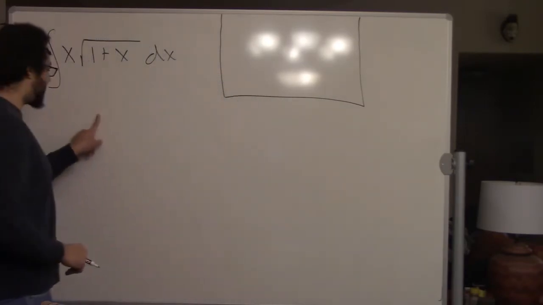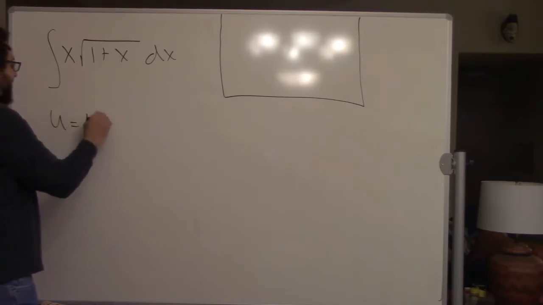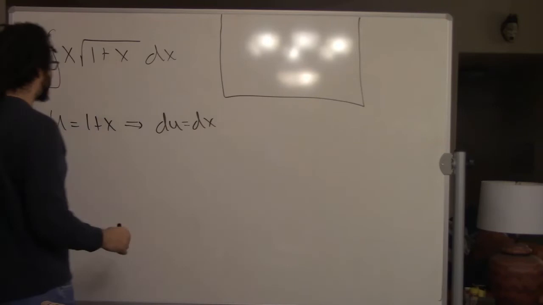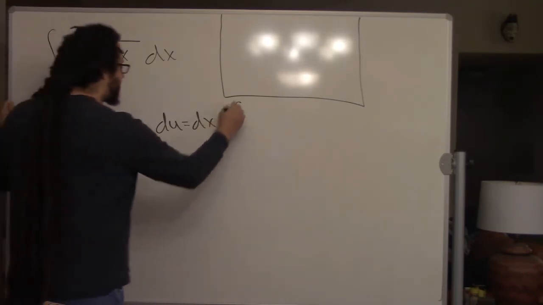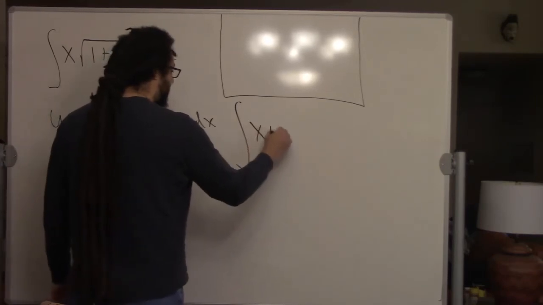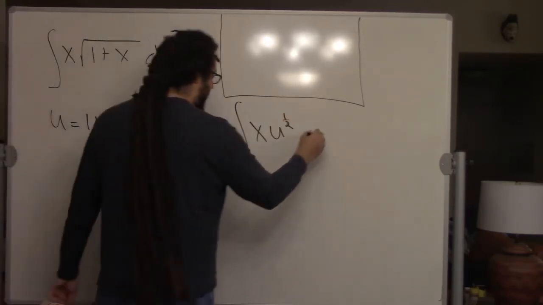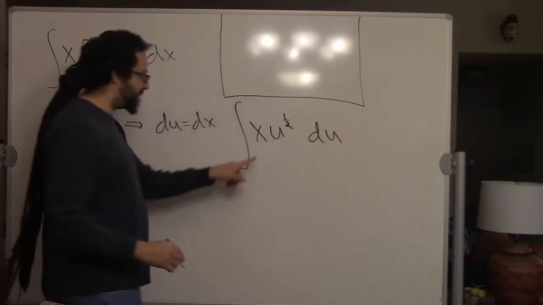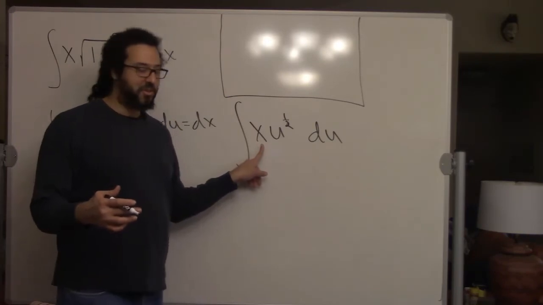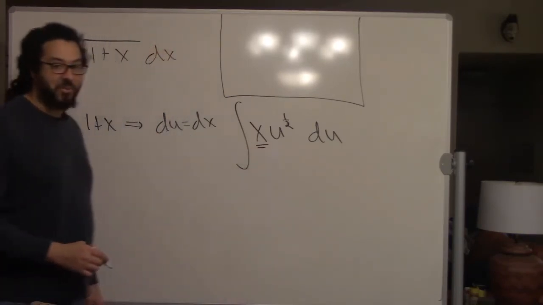A lot of times in u-substitution, trial and error is the way you have to go. So u is equal to 1 plus x. That means that du is equal to dx. And now when I make the substitution, I get x times u to the 1/2. And then du is just equal to dx. So here I get du. But the problem is, I can't have any x's left once I make the substitution. So we need to try to write this thing in terms of u.